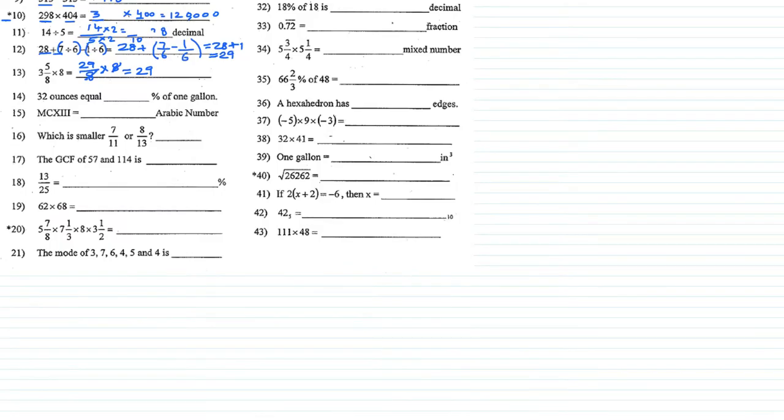Question 14. 32 ounces is equal to what percentage of 1 gallon? So we know that 128 ounces is equal to 1 gallon, right? So 64 ounces is equal to half a gallon, and then 32 ounces will be equal to 1/4 of a gallon.